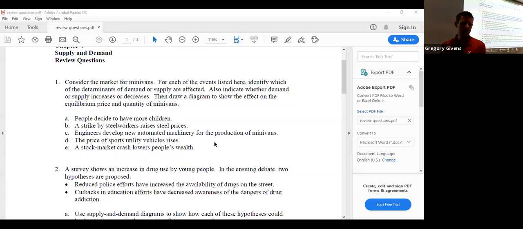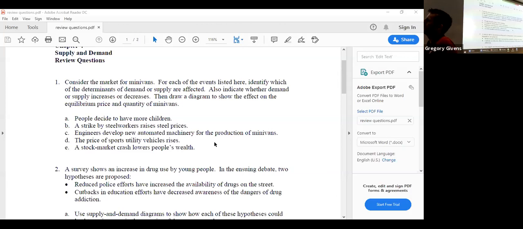Consider the market for minivans. For each of the events listed below, identify which of the determinants of demand or supply are affected. Also indicate whether demand or supply increases or decreases. Then draw a diagram to show the effect on equilibrium price and quantity of minivans. We can do that if you want, or else we can just describe it and you can kind of see if price goes up or down.